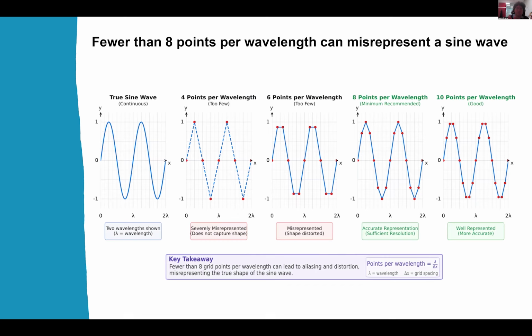So a simple wave here, a sine wave. If we only had 4 grid points in a wavelength, what you might get if it lines up perfectly is this very triangular kind of structure. It doesn't really capture what our wave looks like. And then you can see as we move to the left and we have more grid points, what we're able to capture looks closer and closer to the actual wave that we're trying to represent.